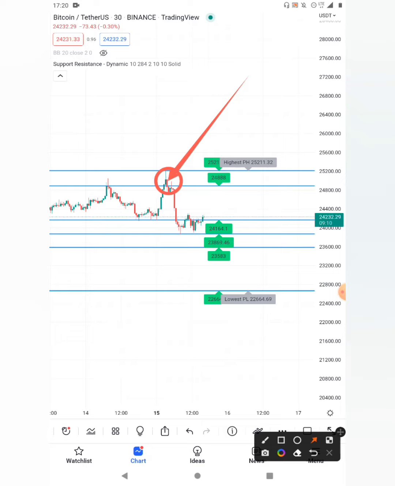Okay, it broke the support line. You know, support becomes resistance and resistance becomes support. It broke the support line at this level here, where we have 24,888, right? It broke it and came somewhere around here, and it closed the candle right below that zone.